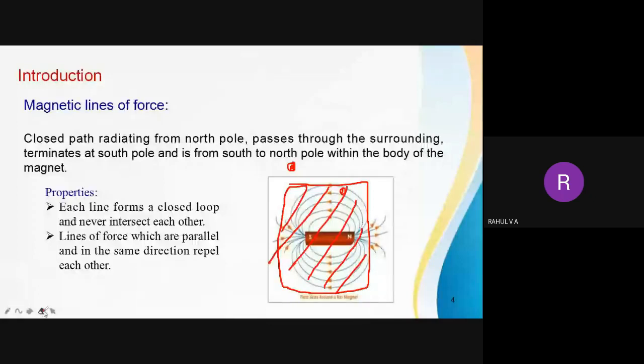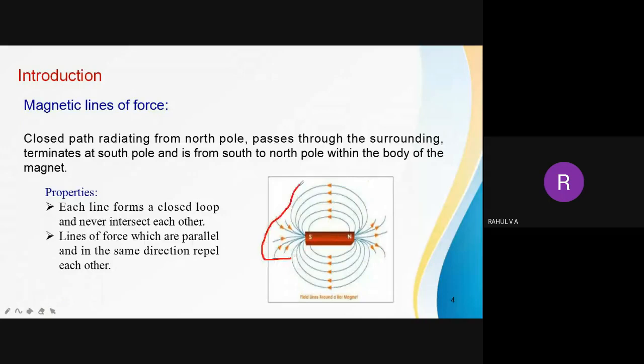Okay, again, if you draw like this, if you consider this space or area, the magnetic lines of force have an effect on this particular area. So it is called a magnetic field. So if you take this area where magnetic lines of force are there, that is called a magnetic field.